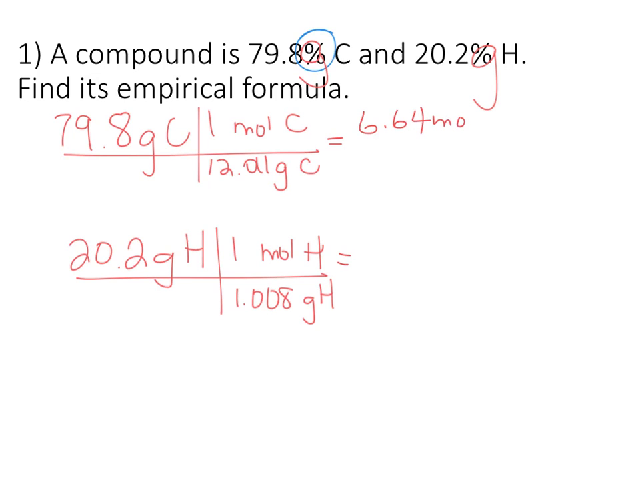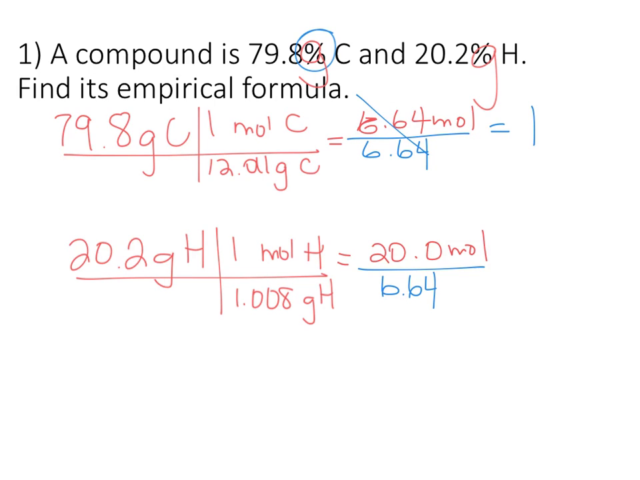6.64 moles and 20.0 moles. Step 3, step 3, step 3. It's the step everybody skips. Divide by the lowest number of moles. So who's the lower number, 6 or 20? Obviously, it's 6. So we're going to divide both of our moles, both, by the lowest number. 6.64 divided by 6.64 cancels out, turns into a 1. When you put 20.0 divided by 6.64 into your calculator, you get 3.01.